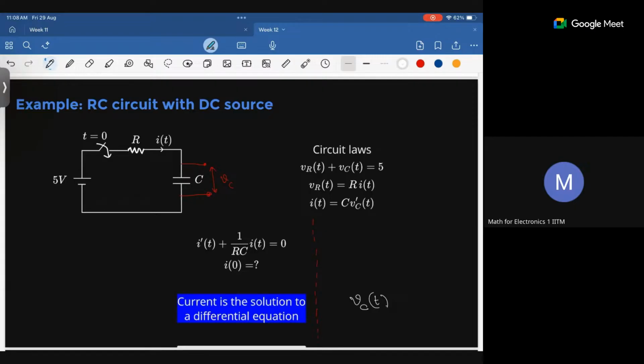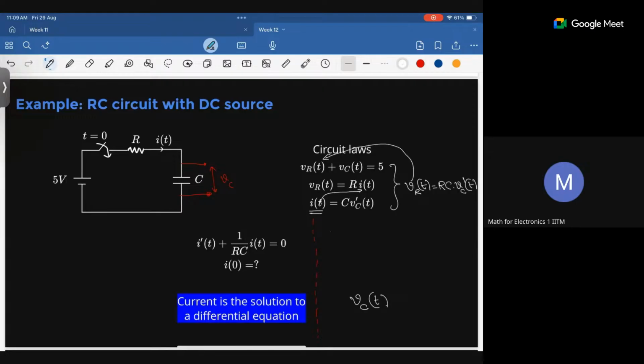For that, what will be the governing differential equation? So I can use all these three things together, right? So I can substitute this I of t here. I'll get Vr of t to be R into C into Vc prime of t. Right, so now Vr of t is RC into Vc prime of t. I will take this Vr and substitute in the first equation.